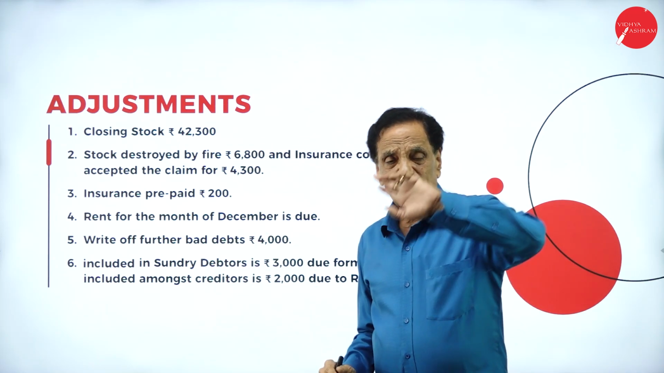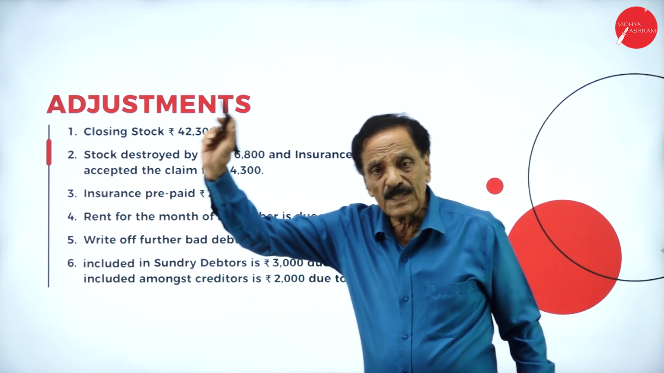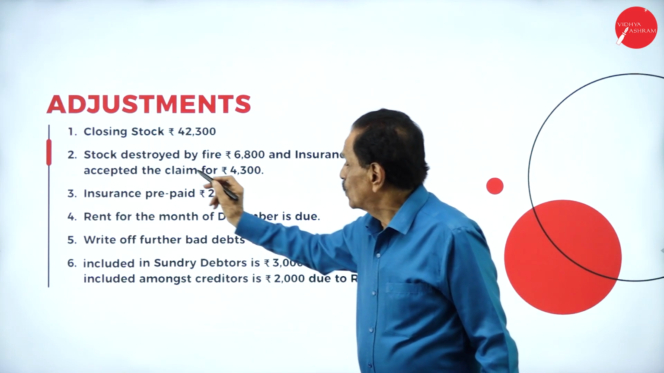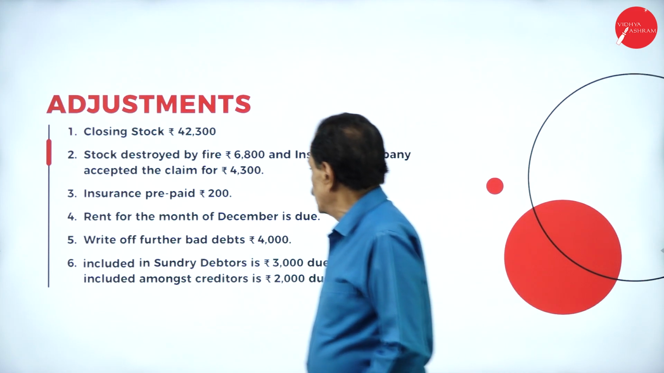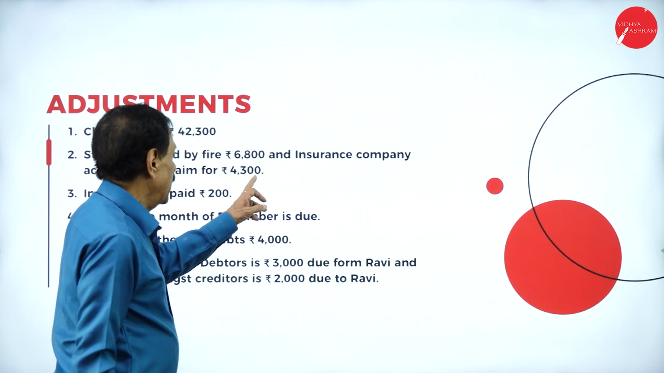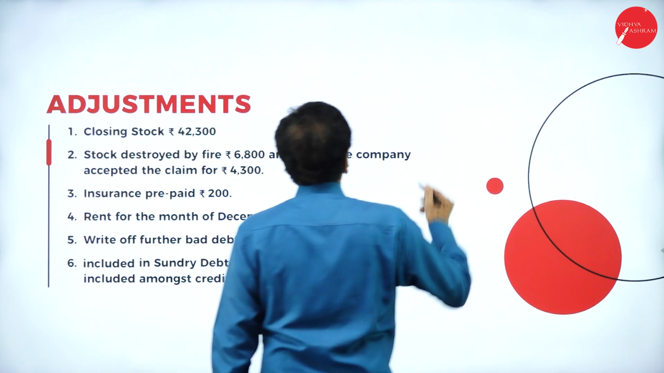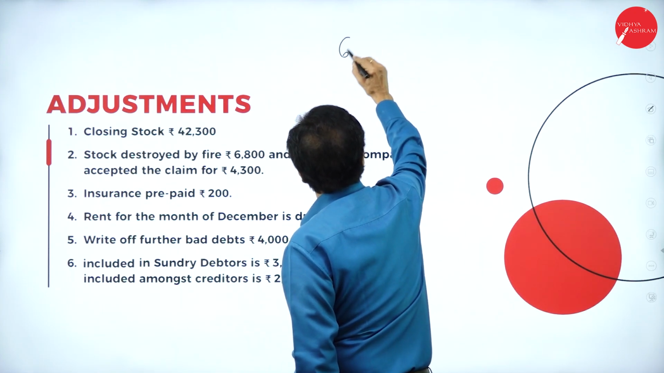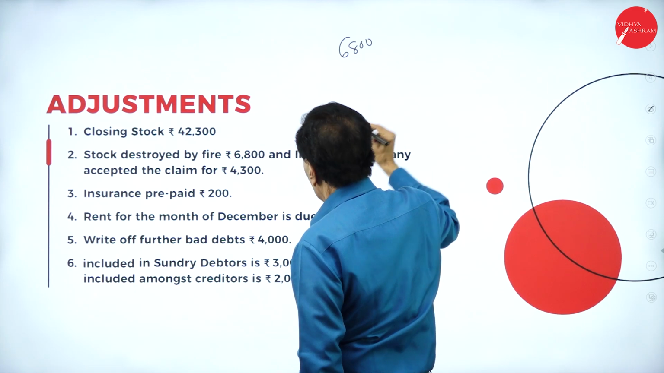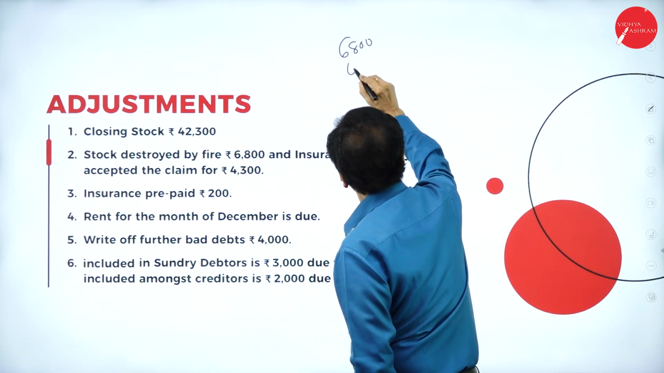Closing stock goes to the trading account credit side and the asset side of the balance sheet. Stock destroyed by fire, 6,800. And how much amount was recovered from insurance? 4,300. So stock destroyed is 6,800. How much recovered? 4,300.